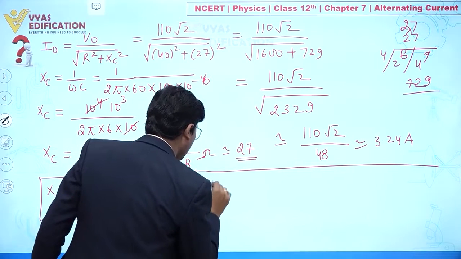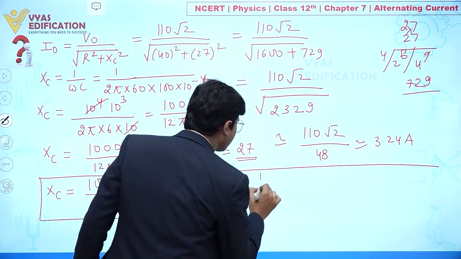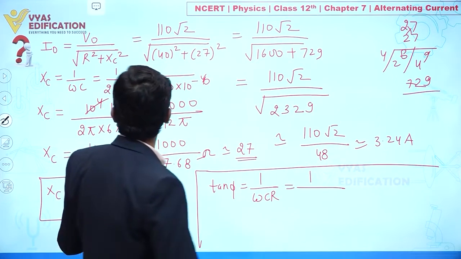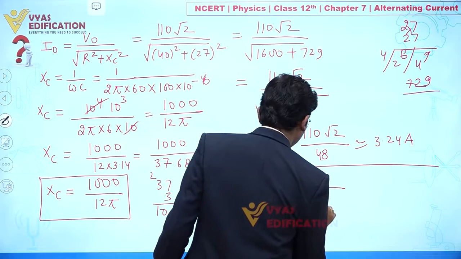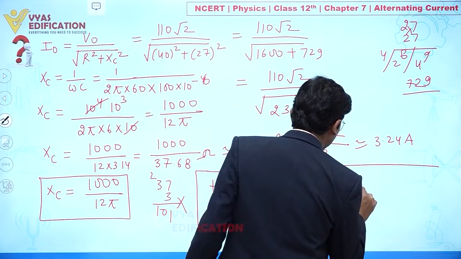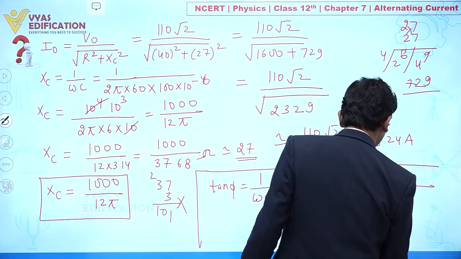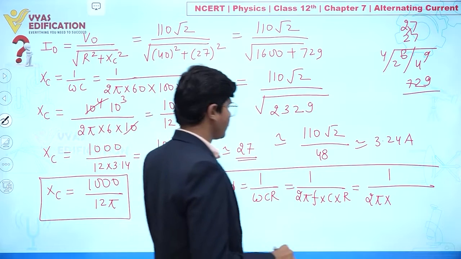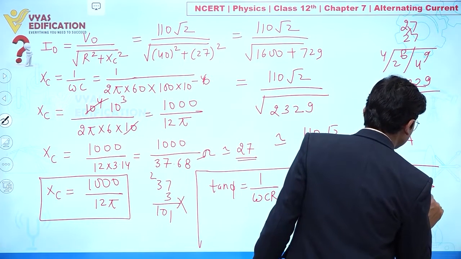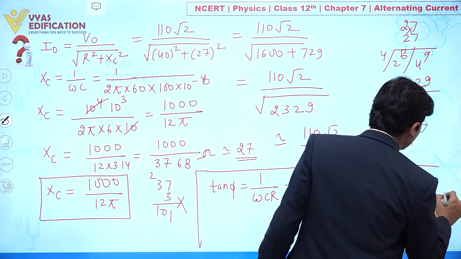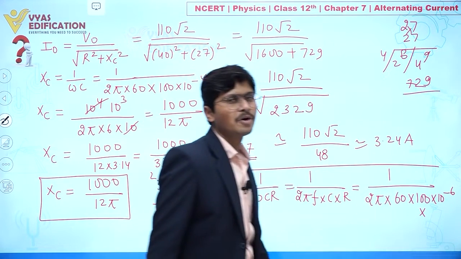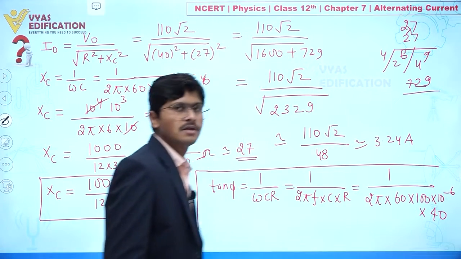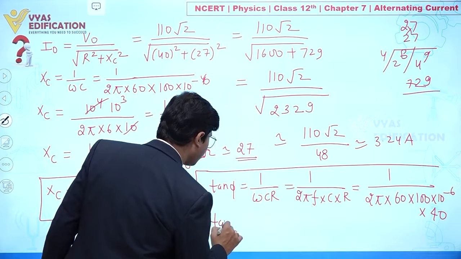So I can say the value of tan phi is given by 1 upon omega C R. Clear? 1 upon omega. Omega is given to you, this is 2 pi F, multiplied by C multiplied by R. And it is given by 1 upon 2 pi times the value of F. F is here, this is 60 Hertz. Clear? So 60 Hertz, and I can say 100 microfarad. So 100 into 10 to the power minus 6 multiplied. What about the value of resistance? The value of resistance we have is 40. Clear? So now from here we can find the tan phi value.